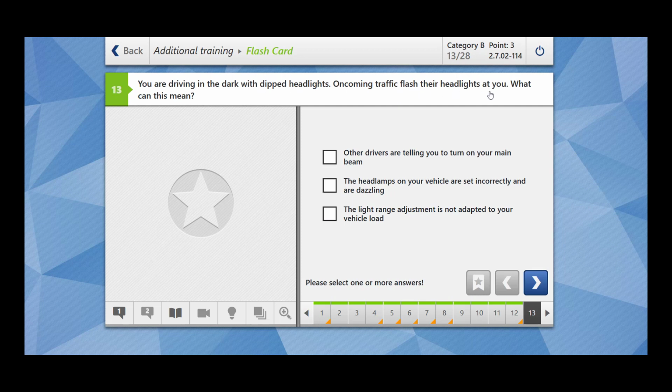You are driving in the dark with dipped headlights. Oncoming traffic flash their headlights at you. What can this mean? Other drivers are telling you to turn on your main beam. No, they are not telling you to turn on your main beam because it will cause dazzling effects to them.